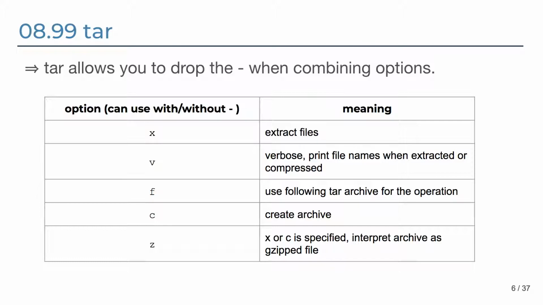So what do we have here? Well, we have one option to extract files, that's the x. Then we have v for verbose, which prints whatever is in the archive when you put it in or extract it. Then we have f, which specifies the file name for the archive to either create or extract from. We have c to create an archive. And we have one more special option, z, which specifies that the archive will get gzipped, so it will get compressed.